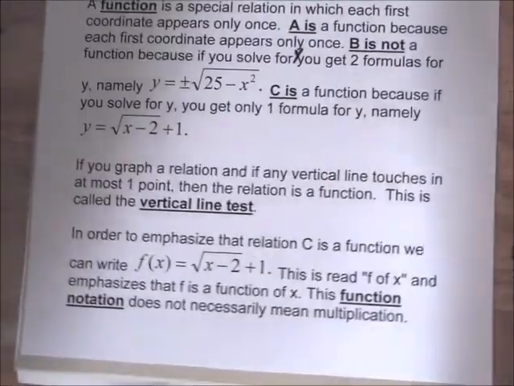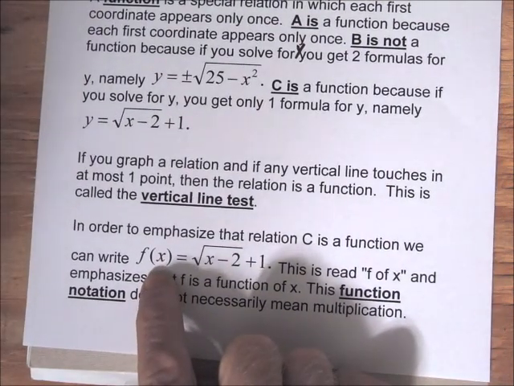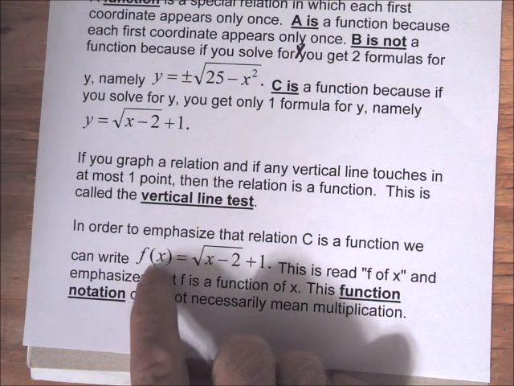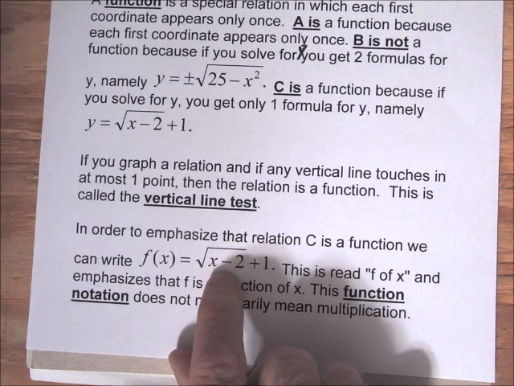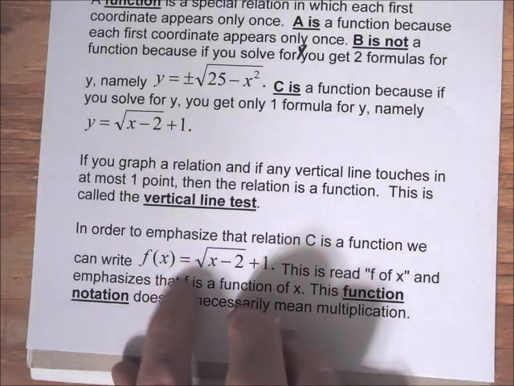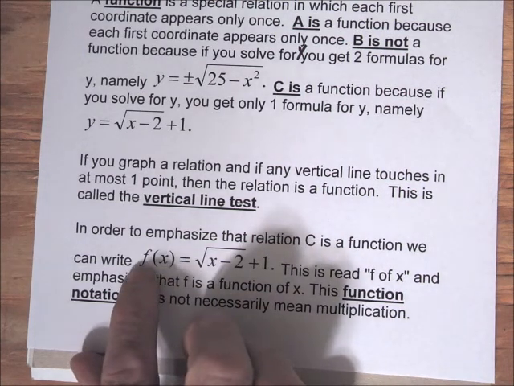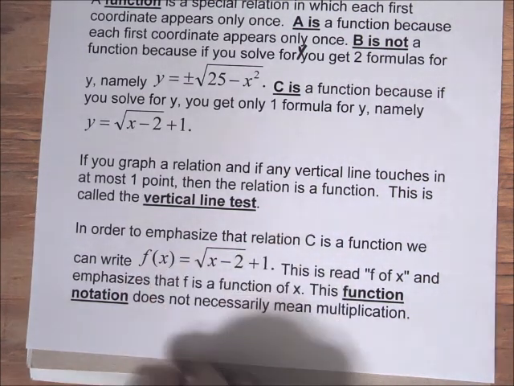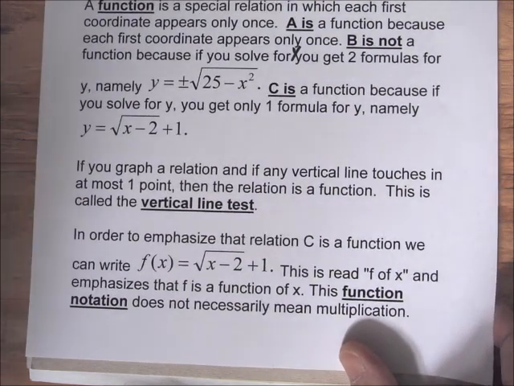In order to emphasize that relation C is a function, we can write with the notation f parentheses x. It's read f of x equals the square root of x minus 2, plus 1. So instead of y equals, we'll have f of x equals. It looks like multiplication, but in this context it is not multiplication. It's just emphasizing that f is a function of x, or y is a function of x. So this is function notation.